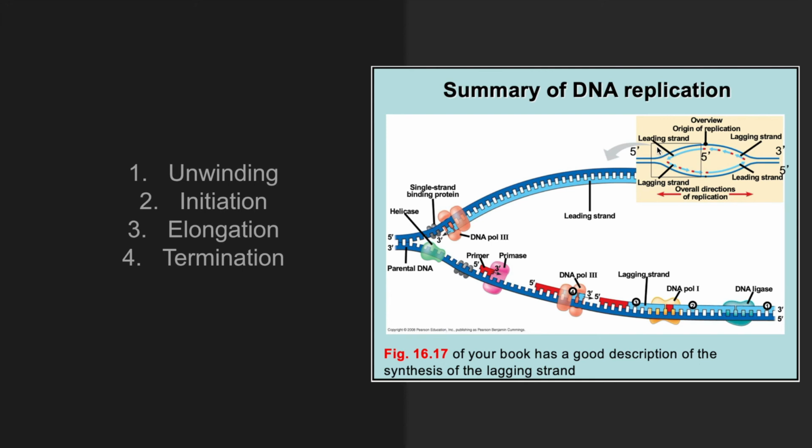So this kind of overviews DNA replication as a whole. There's a lot of great videos on the internet that probably explain this process a lot better than I do, but I can only do my best. So we talked about elongation, and then termination happens when everything is finished and you have your two separate strands.